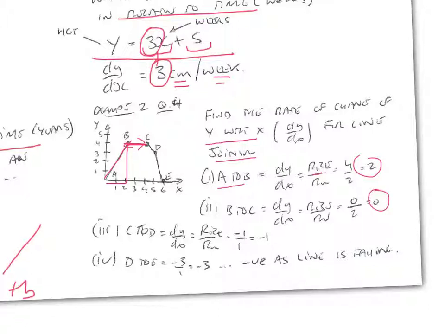And from c to d then, dy/dx is rise over the run, but this time we're going down 1, so it's -1 over 1, it's -1. And from d to e, it's the rise over the run, it's going down 3 places over 1, so it's -3. So it's negative as this line is decreasing.